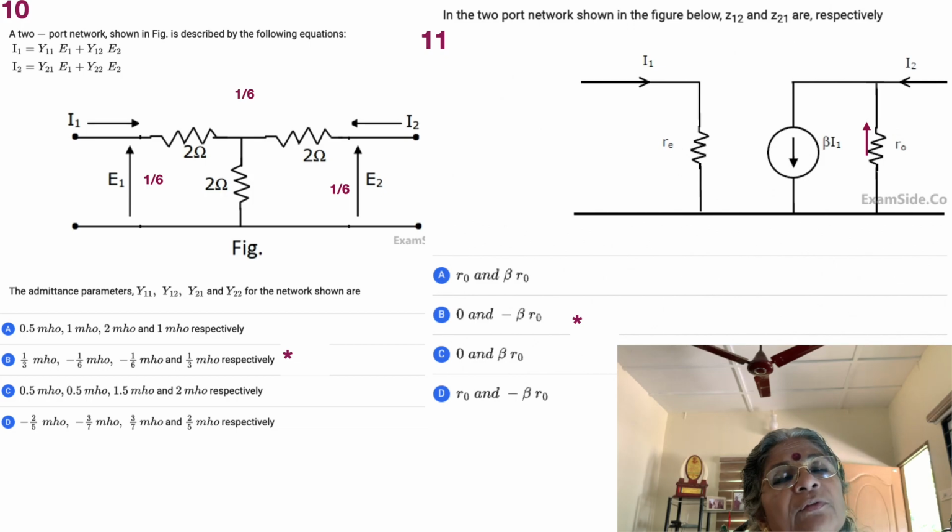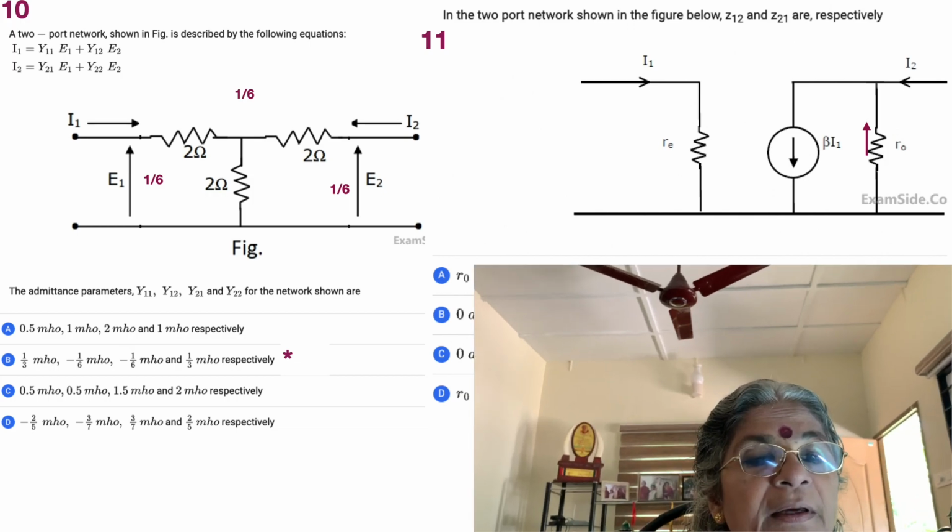So now we can easily find that y11 is 1/6 plus 1/6, so it's 1/3, and only answer B seems to be correct. Similarly, it should be 1/3 for both y11 and y22, and the single value of the top quantity is going to be 1/6 with a negative sign. So minus 1/6 is going to be y12 and y21.